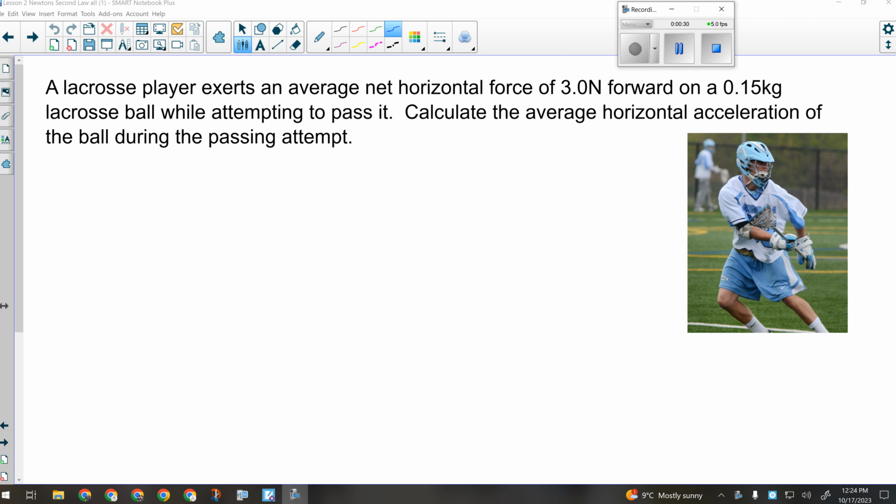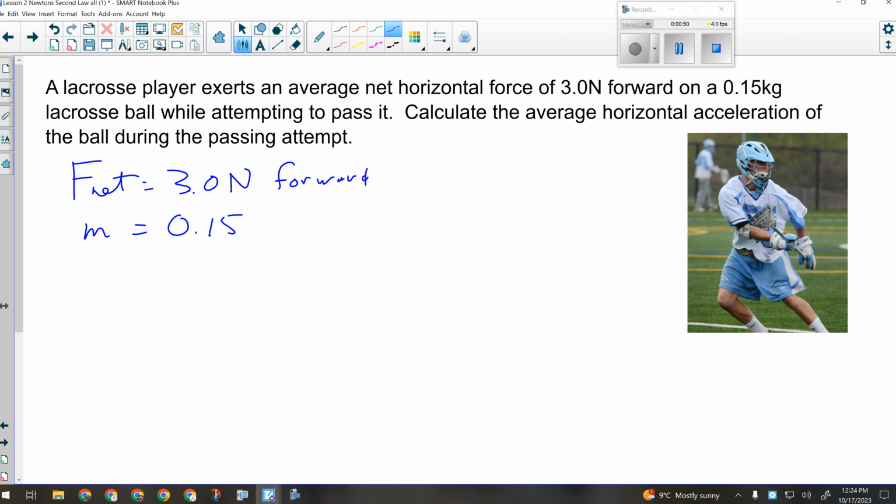No, they told me what the net force was, which is what we were calculating in the quiz question. Okay, so all I have to do here is write F net equals 3.0 newtons forward. And they tell me the mass, 0.15 kilograms. And we are looking for the average horizontal acceleration of the ball.